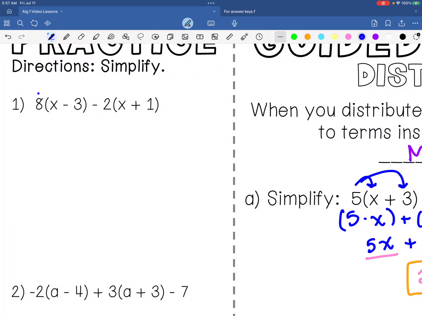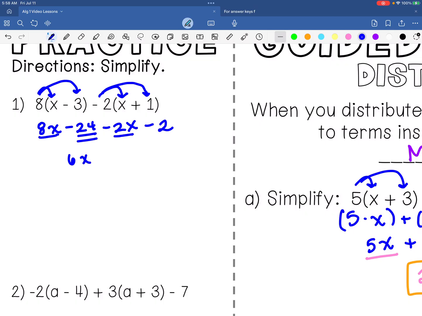Okay, so let's go ahead and multiply. So 8 times x is 8x. 8 times 3 is negative 24. Minus 2 times x. Minus 2 times 1. Go ahead and combine like terms. And that's our final answer.